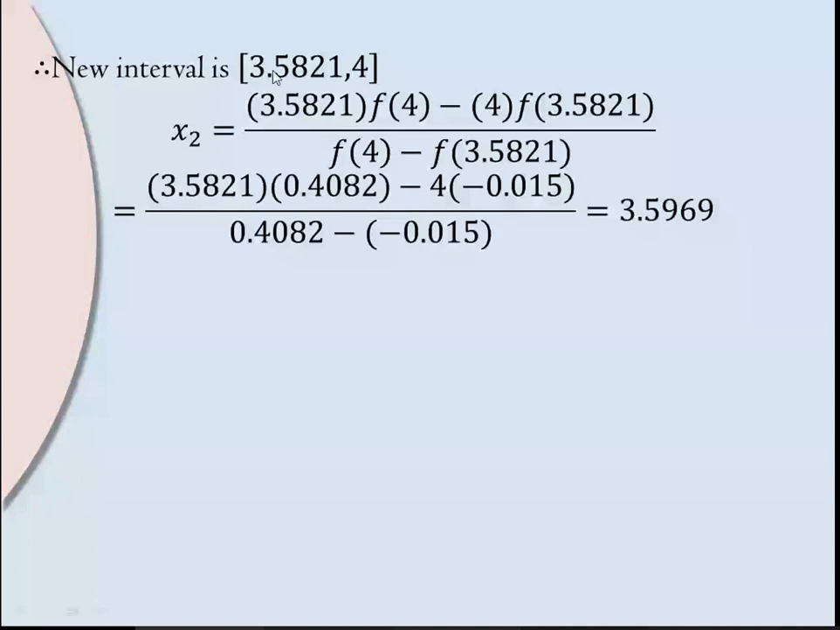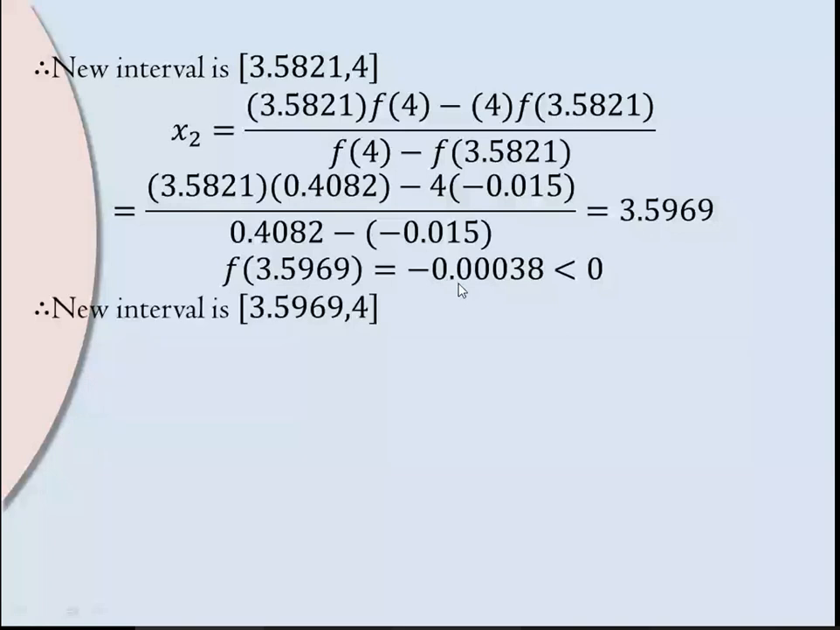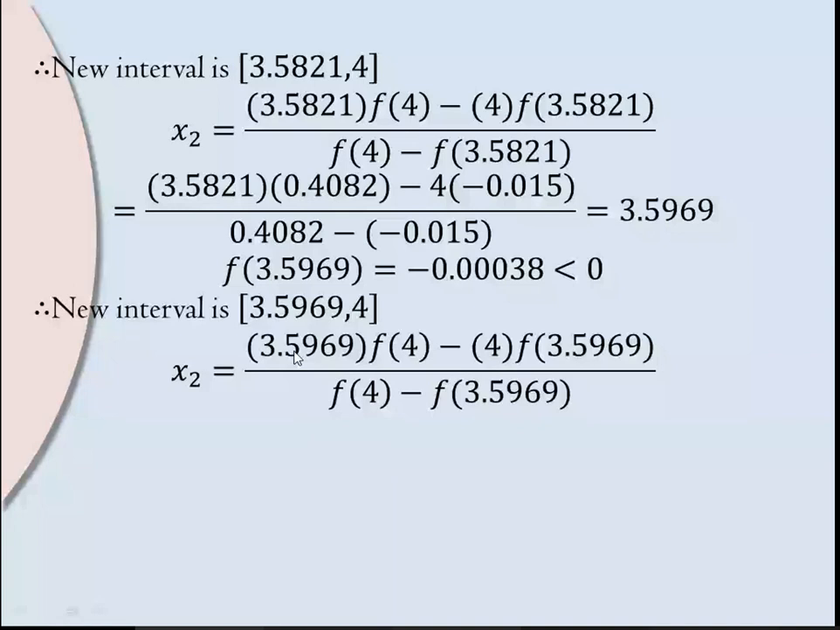Whether this value and the previous value are matching? No. So we have to do further calculation, finding the value of the function at that point, taking the new interval, replacing the previous value by the new value. 4 we have already fixed. So do the calculation with this new interval. The next iteration will be for x3. x3 will be this into f of 4 minus 4 into f of this, divided by f of 4 minus f of this. So simplify it, get the new iteration.